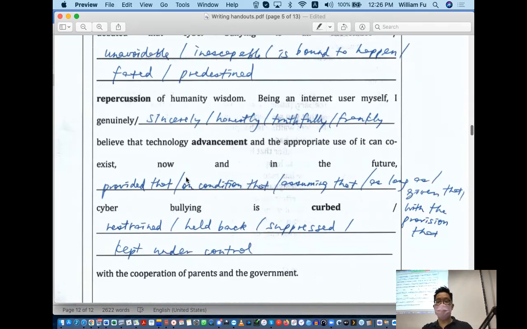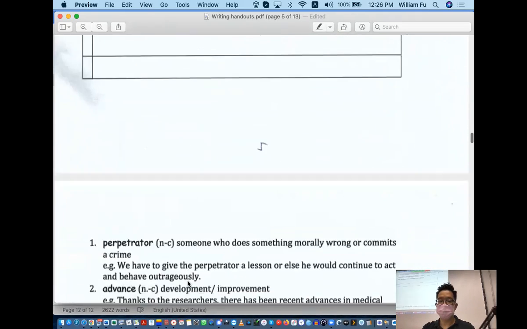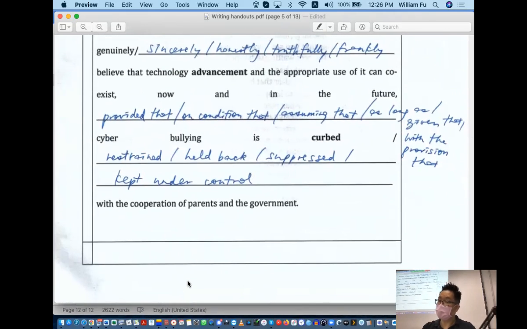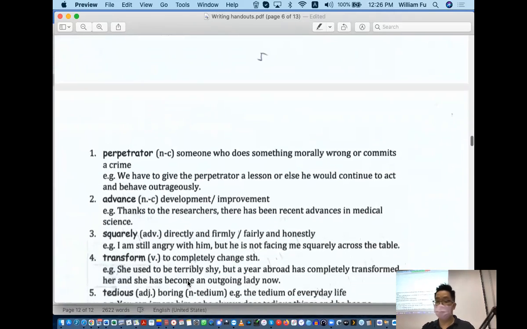It means first of all they want to have appropriate use of the internet. There is some condition 有啲條件要達到以下嘅條件. Understand? What is the condition? 個條件 is cyberbullying is curbed. Understand? All right, with the cooperation of parents and the government. Okay, so these are 4 introductions which are really good. Now, and then we move on.